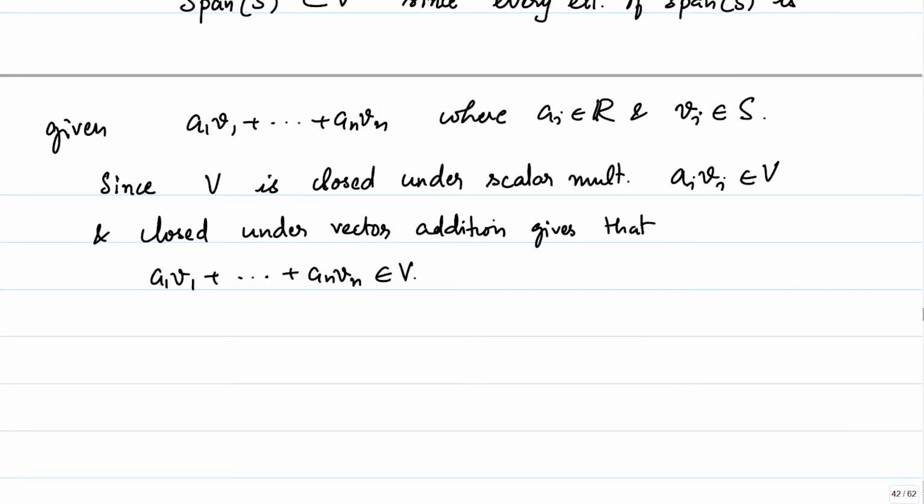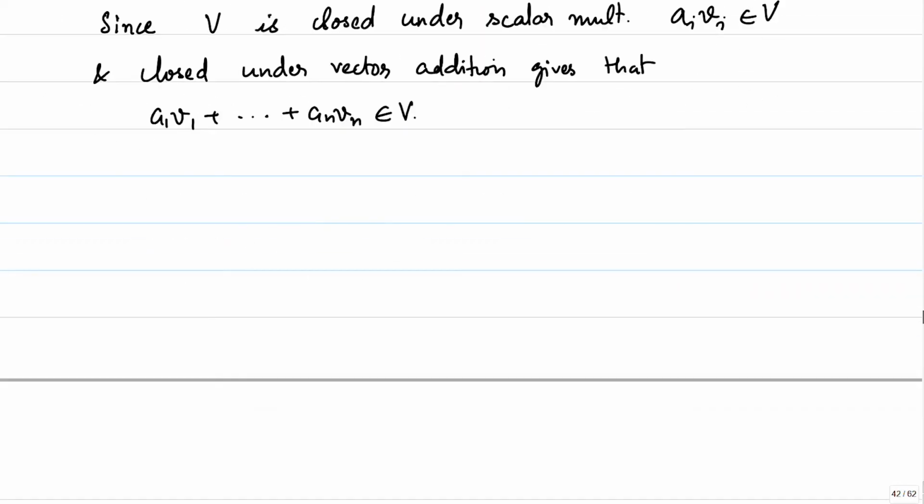So that was the first condition for something to be a subspace. W is a subspace of V if W is contained in V, and two more conditions are to be satisfied: the set W is closed under vector addition and scalar multiplication. So in this case, we would like to show that span of S is closed under vector addition and scalar multiplication. Let's first check closure under vector addition.